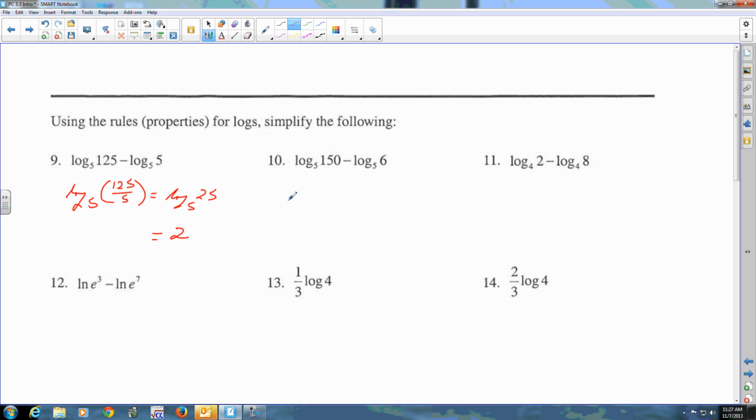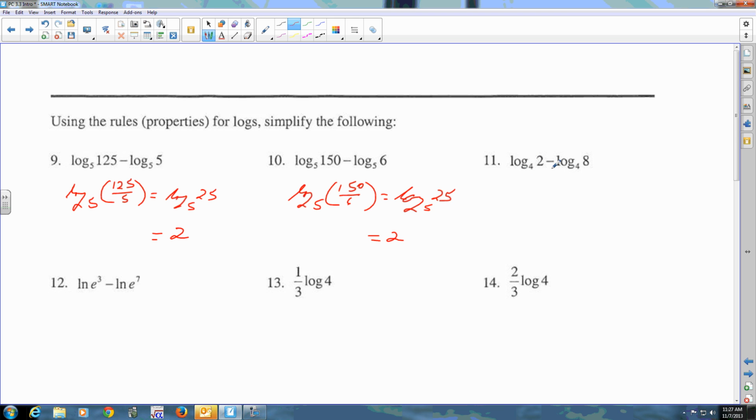This one, log base 5 of 150 over 6 is log base 5, once again, of 25. So the answer, again, is 2.